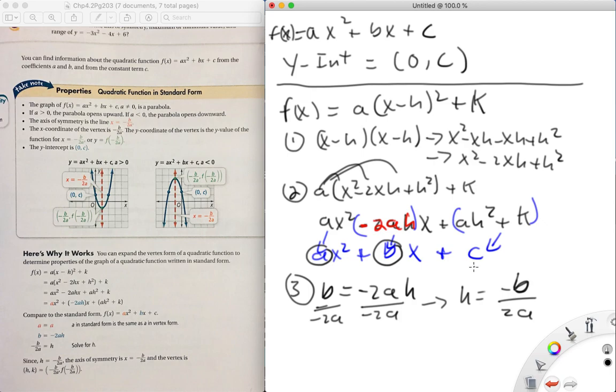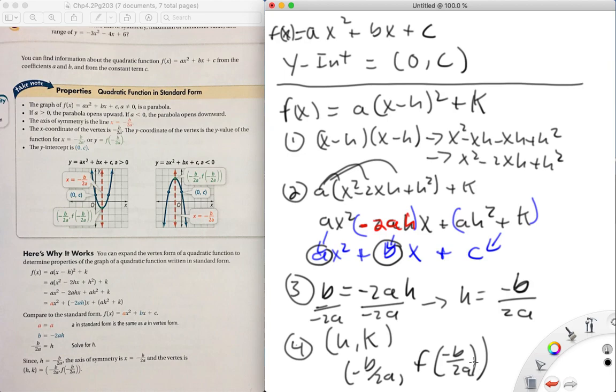Remember that h is the axis of symmetry, right? Our vertex is always going to be (h, k), and h is our axis of symmetry, so then we can say that our vertex is going to be negative b over 2a, f of negative b over 2a. That's our (h, k). So that is where negative b over 2a comes from.